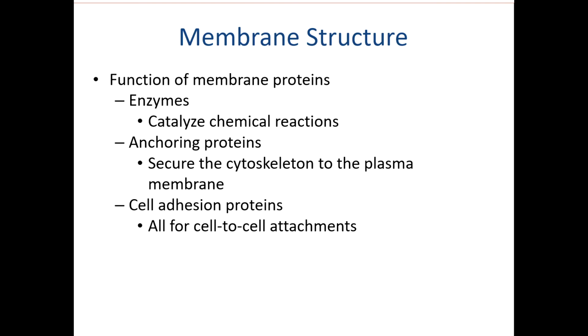So the range can be from 4 to 1 lipids to proteins, where we have four times more lipids than we do proteins, or it can even be 1 to 4, where we have 1 as the lipids and then 4 times as much in the proteins. What's going to depend on this is the function of the cell.